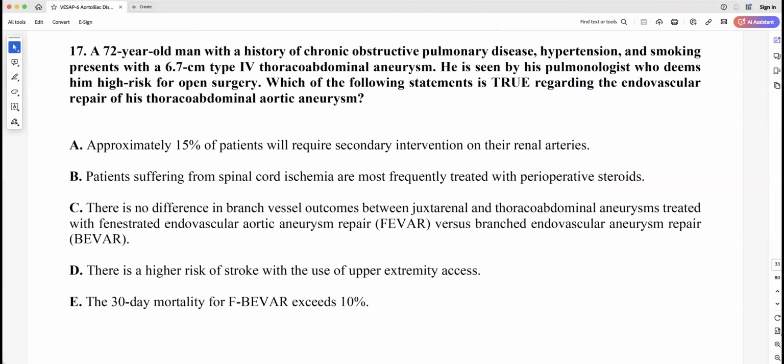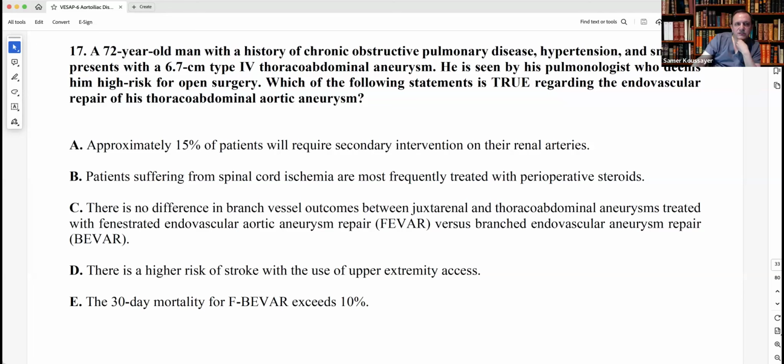72 years old man with history of chronic obstructive pulmonary disease, hypertensive, smoker, presenting with 6.7 cm type 4 thoracoabdominal aneurysm. He is seen by a pulmonologist who deems him high risk for open surgery. Which of the following is true regarding endovascular repair of thoracoabdominal aortic aneurysm?